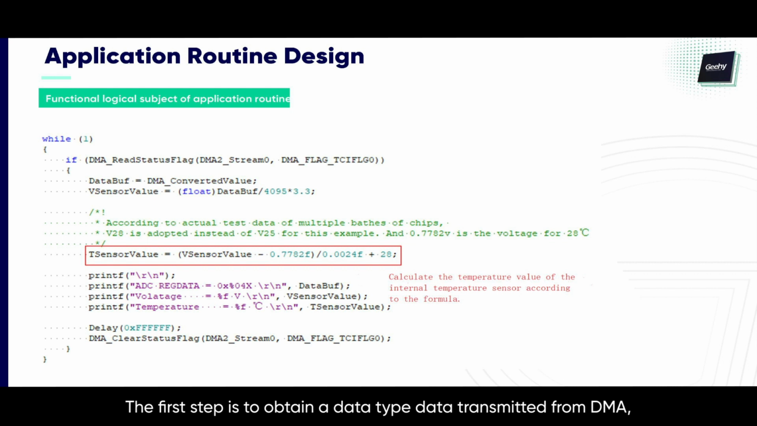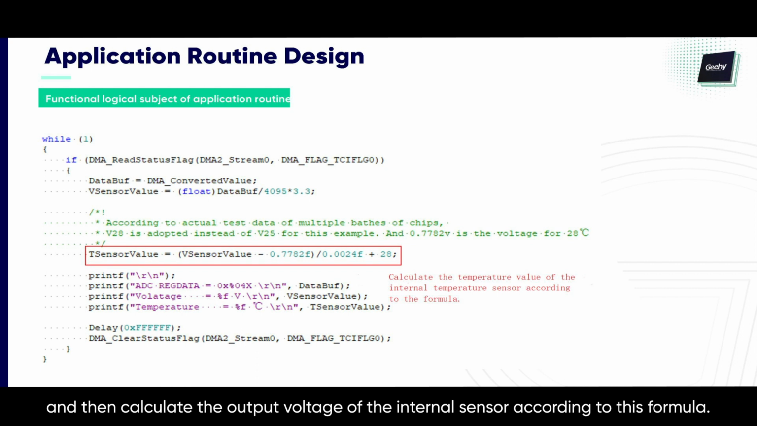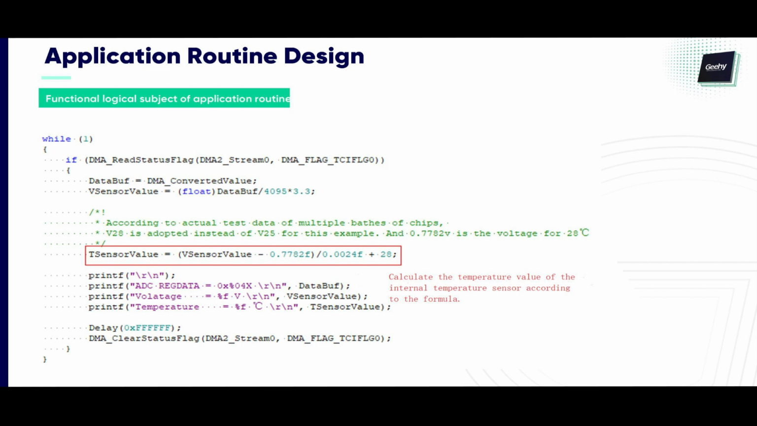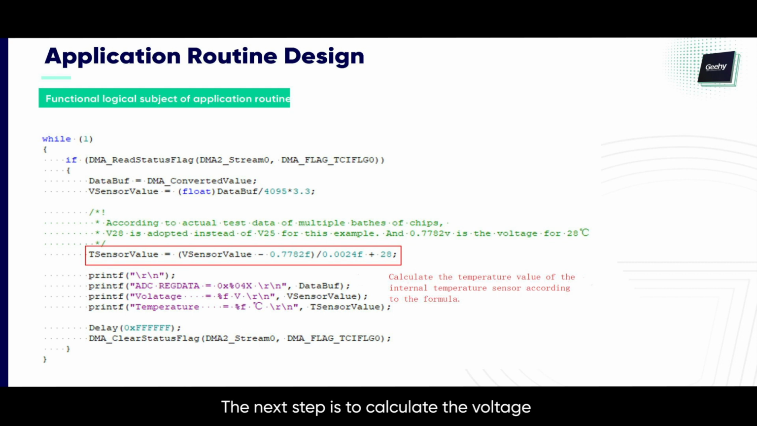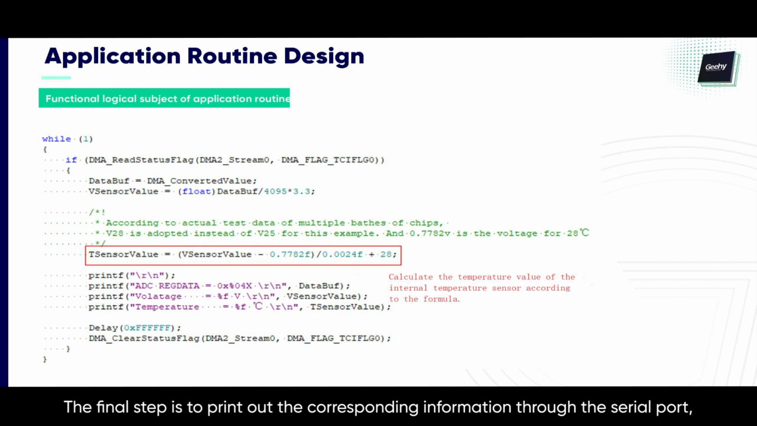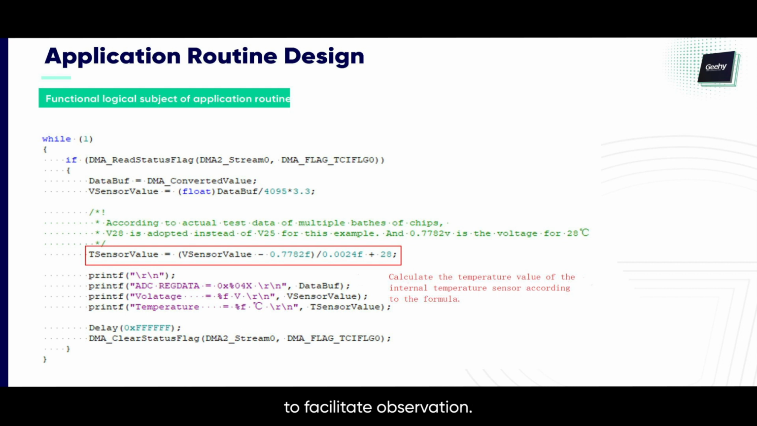The first step is to obtain the data transmitted from DMA, and then calculate the output voltage of the internal sensor according to this formula. Since our ADC configuration is 12 bits, here it is the 12th power of 2, and then obtain 3.3 V. Then we can calculate the output voltage of the internal temperature sensor. The next step is to calculate the temperature according to this formula. The collected temperature is the temperature of the CPU. The final step is to print out the corresponding information through the serial port, to facilitate observation.